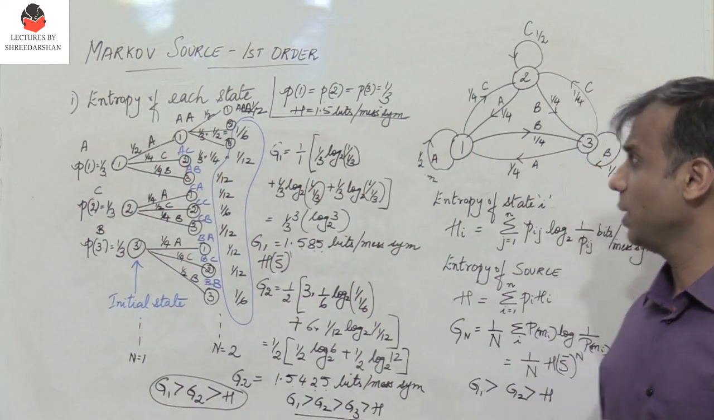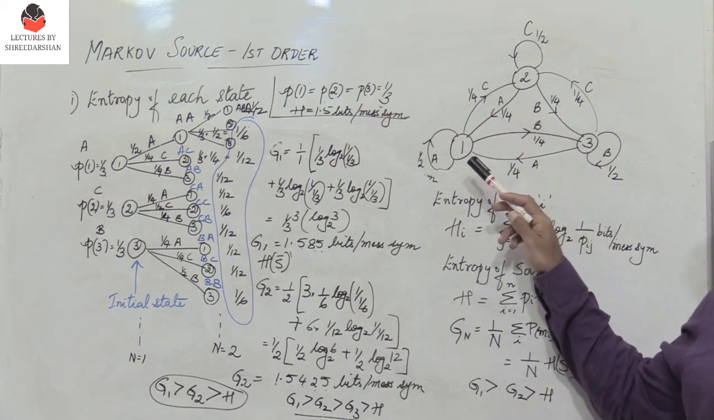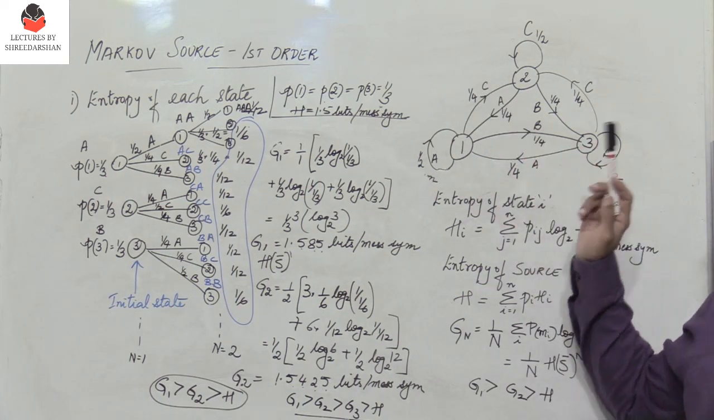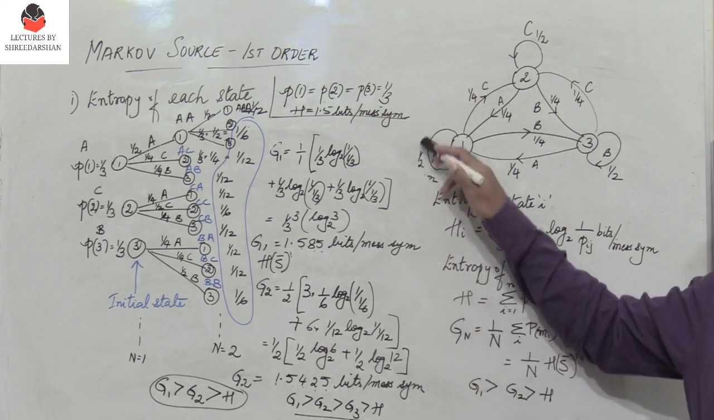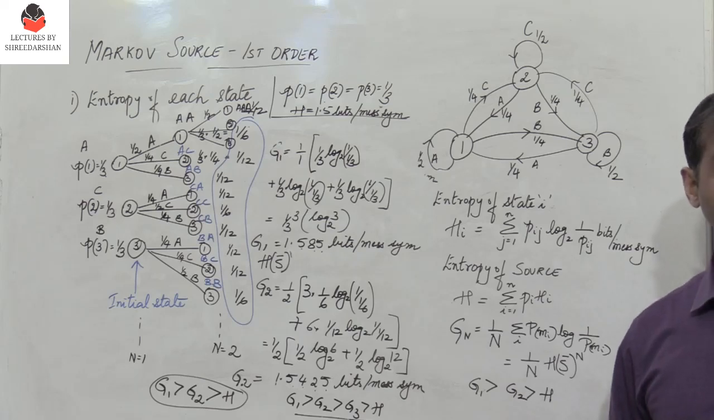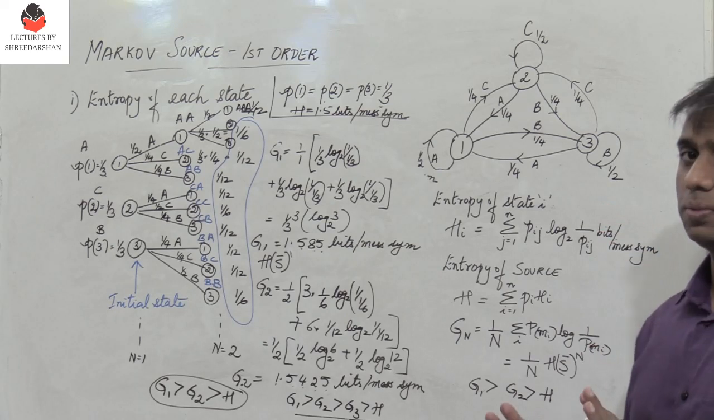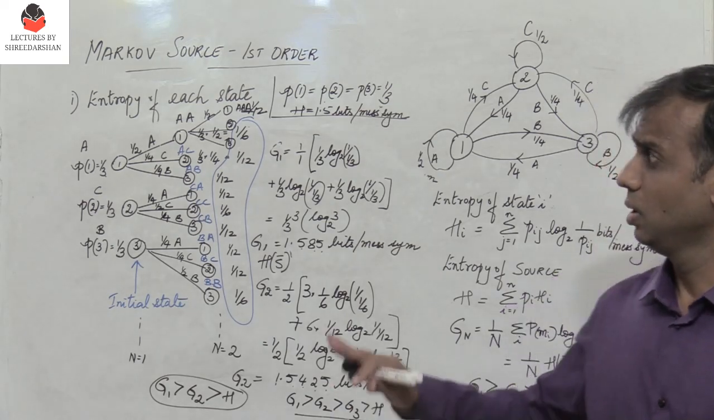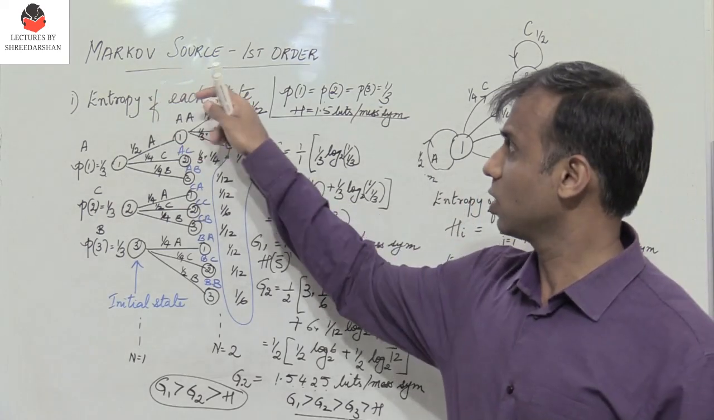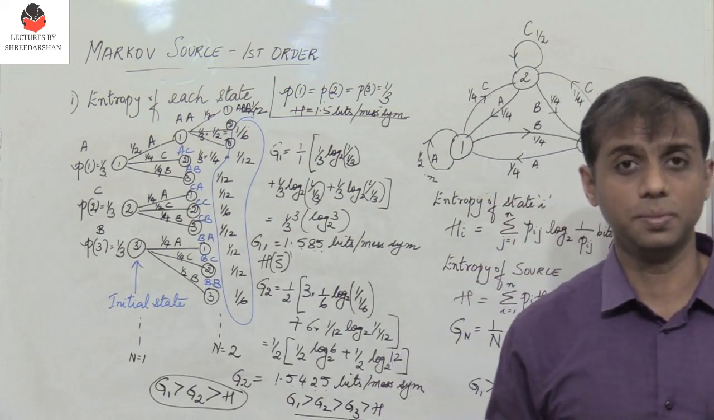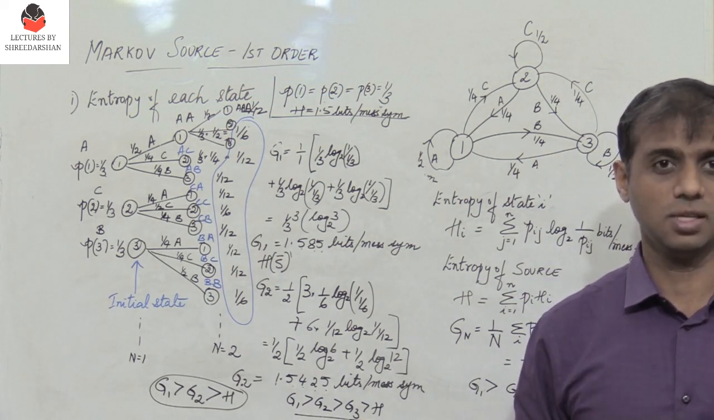Of course sometimes you may have variation in these values. Instead of 1 by 2, 1 by 4 and 1 by 4, you may get some other values of probabilities of these transitions. So keep that in mind. You just have to remember these 3 formulas and you will be able to solve the problem very easily. Right? So remember that solving any problem under Markov source first order is very simple. So keep practicing and I hope you will be able to solve every problem correctly given in your examination.